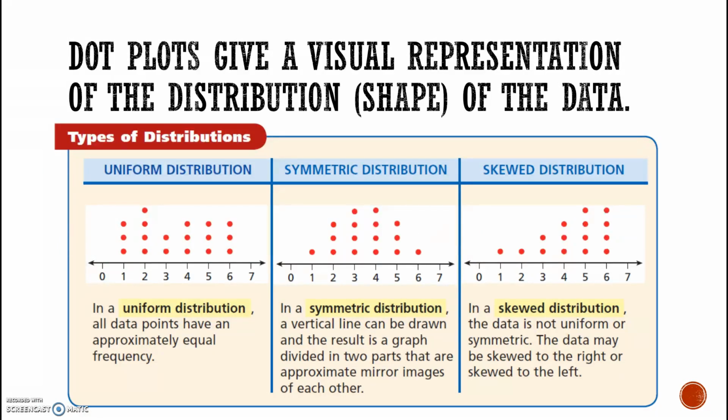So dot plots give us a visual representation of the distribution or the shape of the data. And there are 3 types of distribution that we're going to talk about, and you're going to be responsible for describing on a dot plot, okay? And also on a histogram. So the first one is a uniform distribution, and in this, all the data points have approximately equal frequencies. So basically, I can draw a line across the top of it, and all the data is going to come right up to that line.